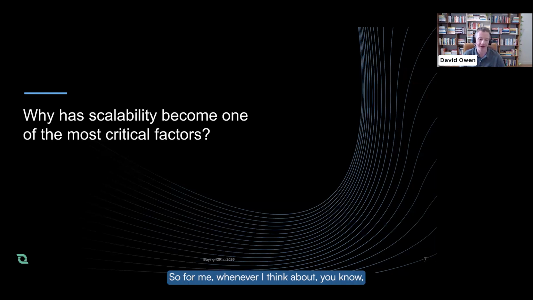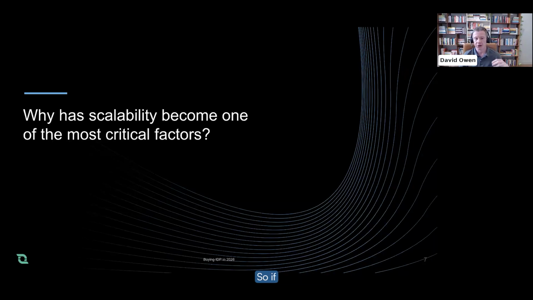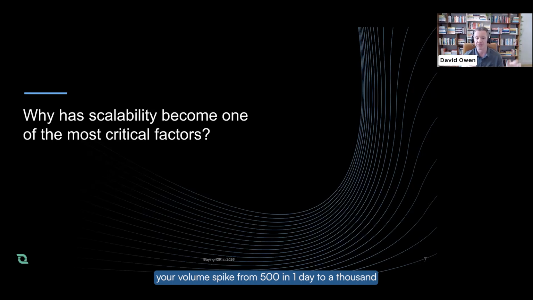So for me, whenever I think about scalability, sustainability, I always think about two different buckets. There's your document volume and your document variability. So if we double click on volume for a minute, your business could be growing, there could be seasonal demand, there could be weekly, monthly, quarterly patterns in your document flows. So imagine your volume spikes from 500 in one day to 1,000 in the next day, but you've still got the same FTE to deal with the processing of those documents. What do you do? How do you deal with that?